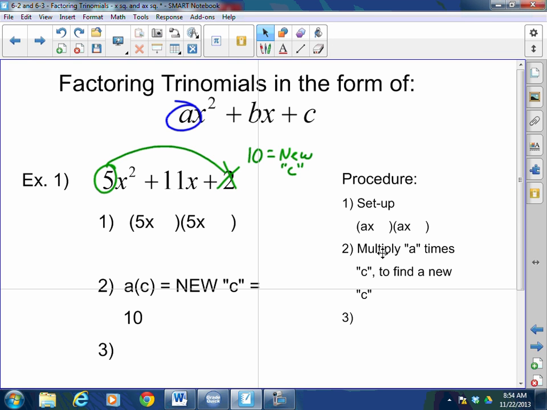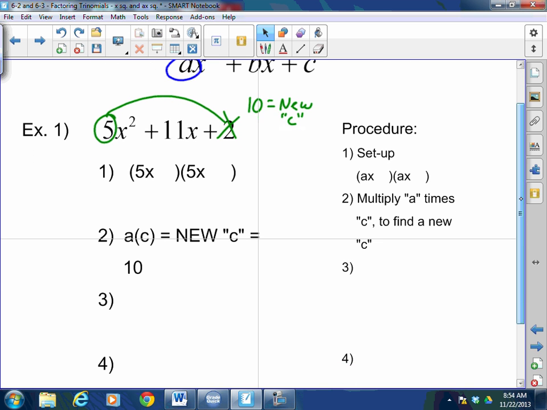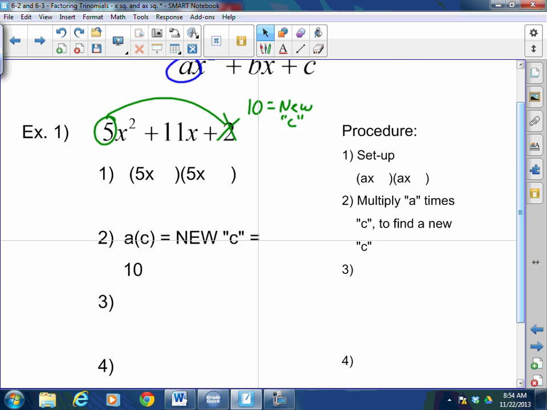So that's what I did here. A times C to equal a new C. 5 times 2 is 10. So that is my new C. So my setup, AX, AX. Step 2, multiply A times C and find a new C.